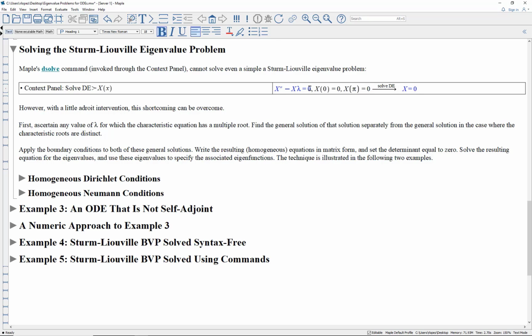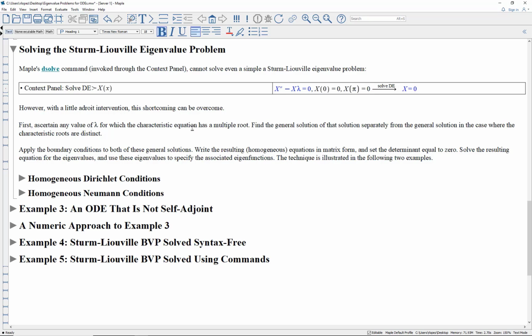If you apply dsolve to this equation with these boundary conditions, Maple will come back and say x is the 0 solution. Dsolve will not do anything like what pdsolve did for the partial differential equation. That's why you have to adroitly intervene. So you've got to take this equation in steps. First of all, you want to get the general solution of this thing without the boundary conditions.